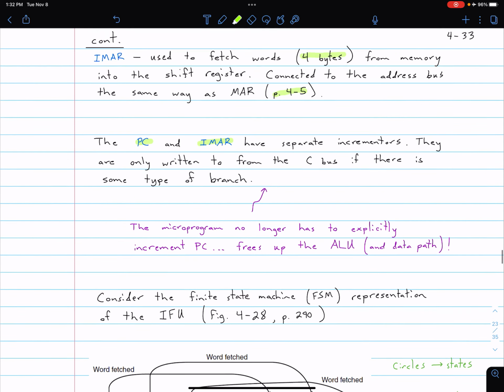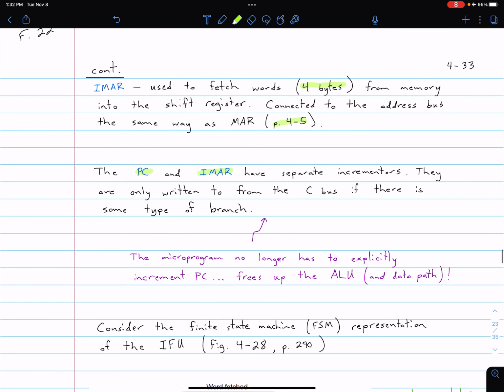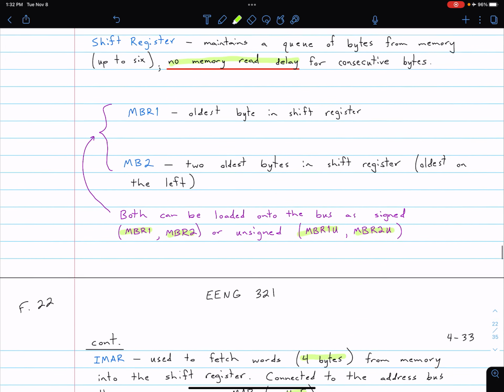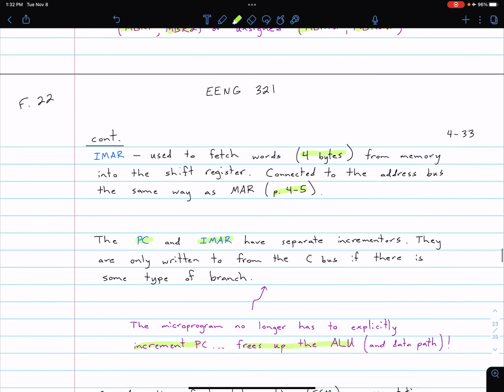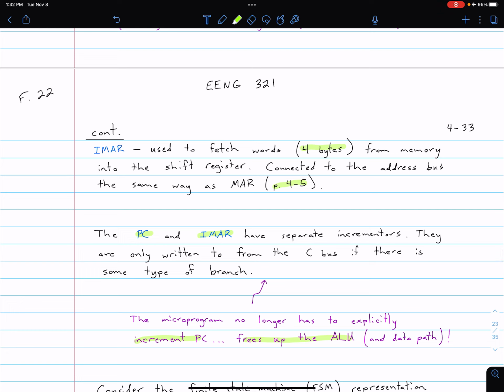So that means our microprogram no longer has to explicitly increment PC. And so now we're freeing up the ALU even more. So we've already talked about a lot of ways that we've freed up our ALU to do more things. We don't have that read delay from memories. We don't have to explicitly increment our PC. Another thing that we'll talk about here in a little bit is we don't have to assemble that offset.